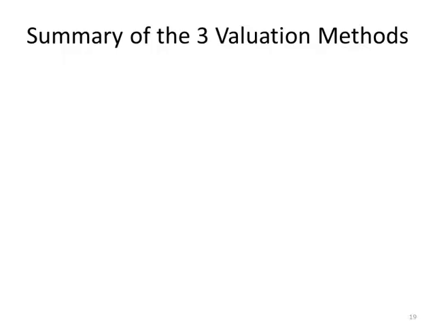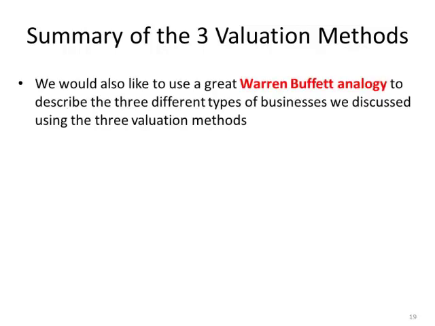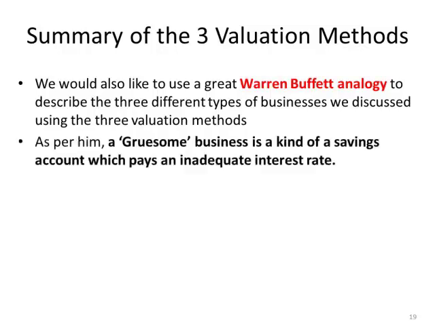Summary of the 3 valuation methods. There's a good Warren Buffett analogy that we'd like to use that describes the 3 types of businesses we discussed using the 3 different valuation methods. The first type is called a gruesome business, which obviously doesn't sound very good, and there's a reason behind that. A gruesome business is a kind of savings account which pays an inadequate interest rate. Suppose you put your money in an account and you don't earn what you should earn, this would be a gruesome business.